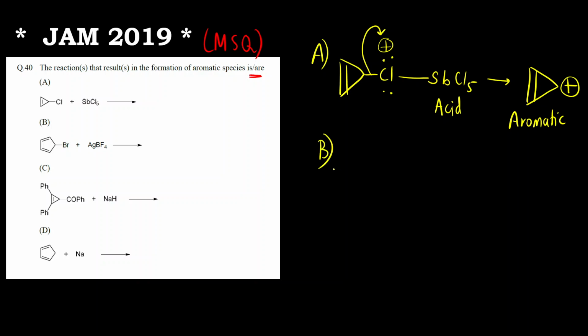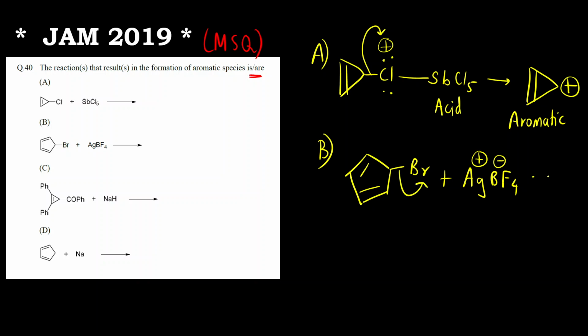Okay, B. Br plus AgBF4. AgBF4 is Ag plus and BF4 minus. So Ag plus can react with Br minus to form AgBr. AgBr will precipitate as silver bromide, and what we will get is this compound. It has an even number of pi bonds, so it is anti-aromatic.